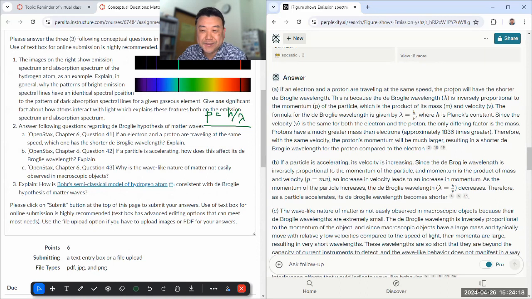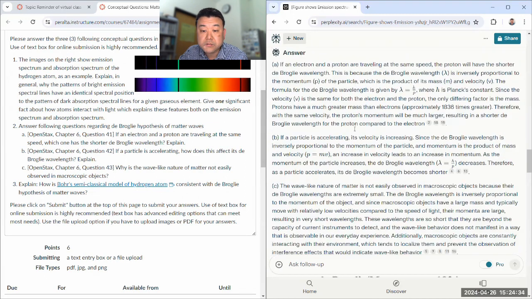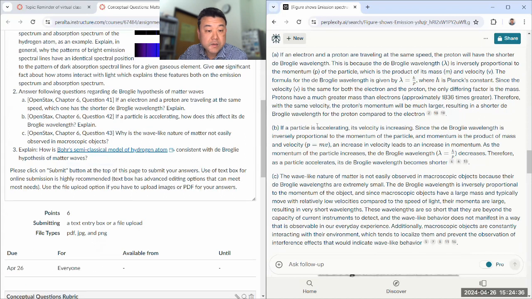If an electron and a proton, the proton will have a shorter wavelength, yeah, because it's inversely proportional, good relationship. Let me erase what I wrote. And the proton, yeah, about 2,000 times greater, much larger. Yeah, good. The particle is accelerating, so yeah, as the momentum decreases.